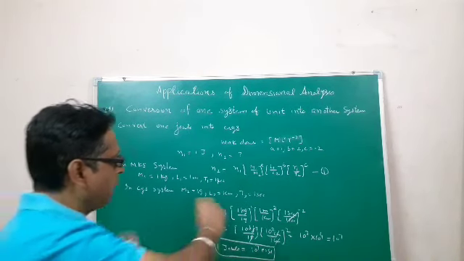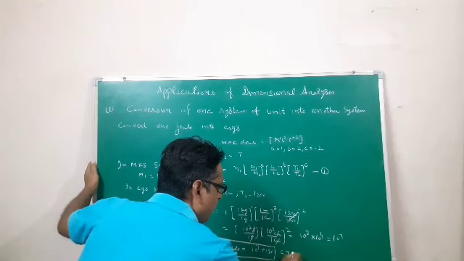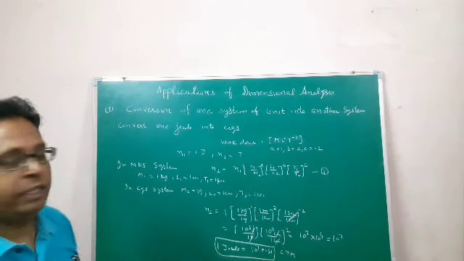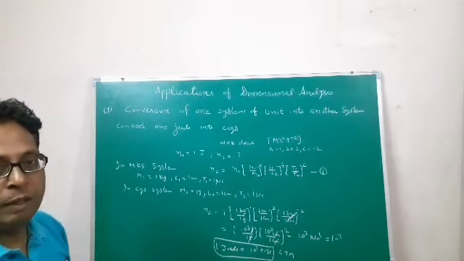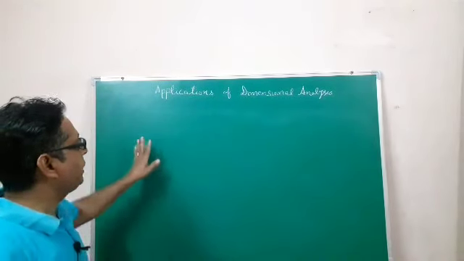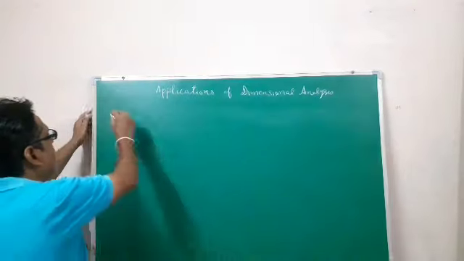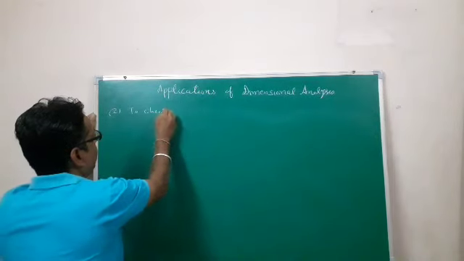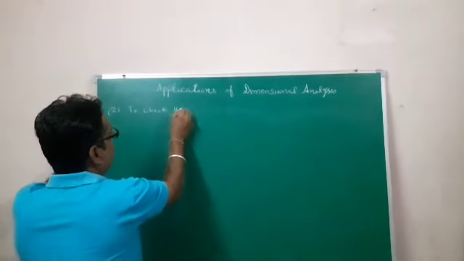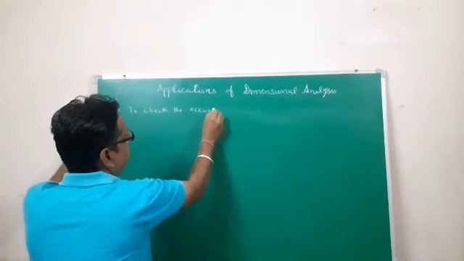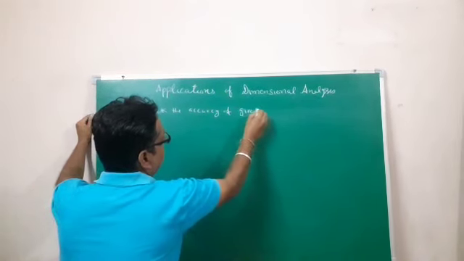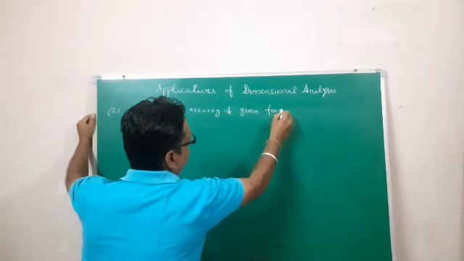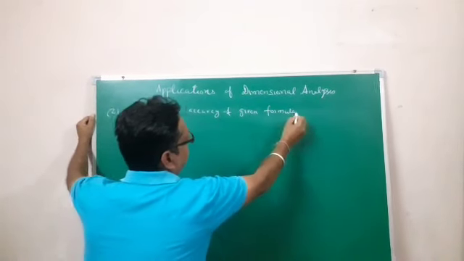So you can learn it: 1 joule is equal to 10 raised to power 7 ergs. Let us rub it and move to the next example. The next application we have to check is the accuracy of a given formula.